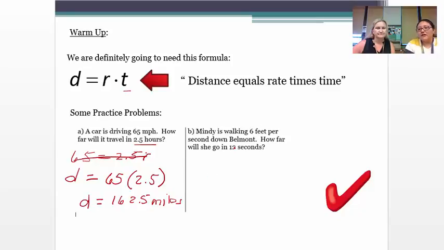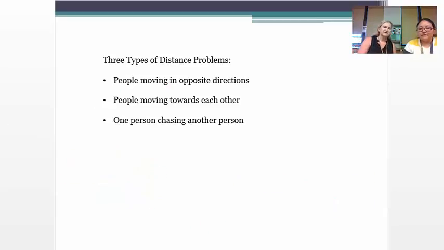Okay, our second problem here: Mindy's walking 6 feet per second down Belmont. How far will she go in 12 seconds? So we have distance equals 6, and then the time will be 12 seconds. So we have D equals 72 feet. There we go. Okay, so let's take a look at something a little bit more complicated.